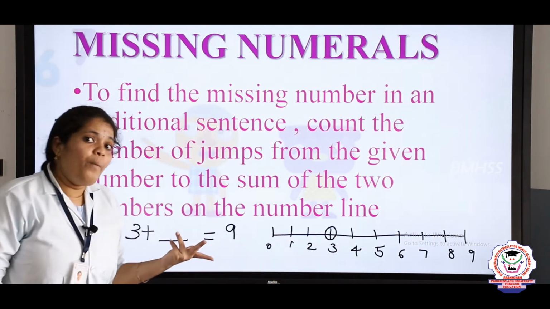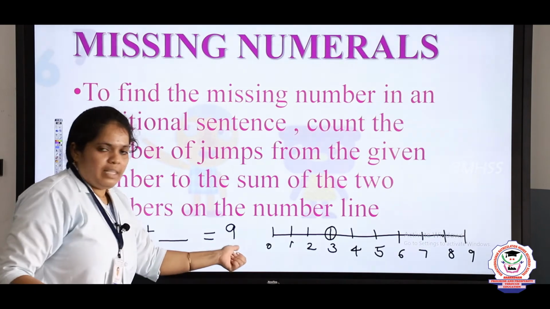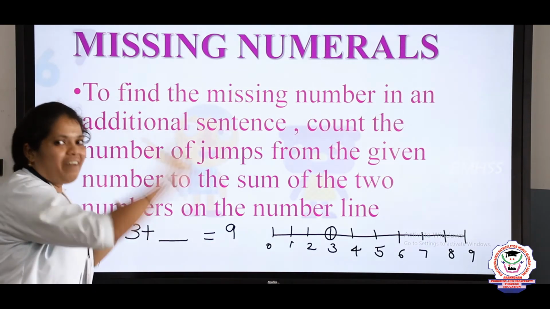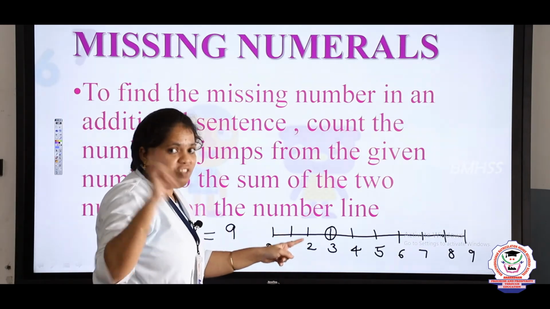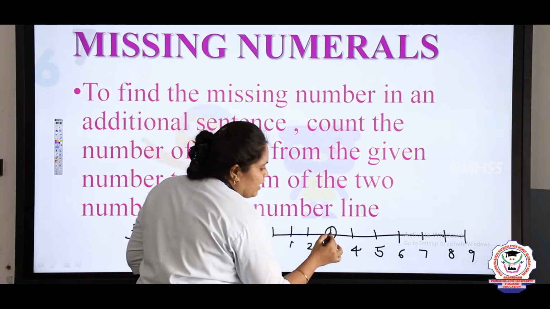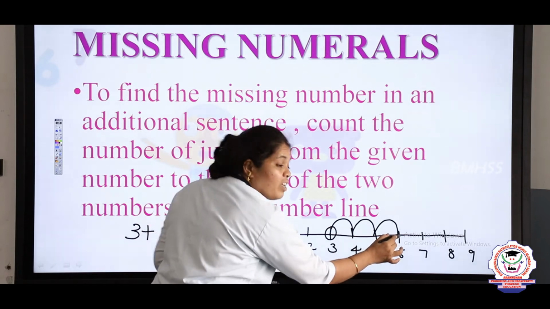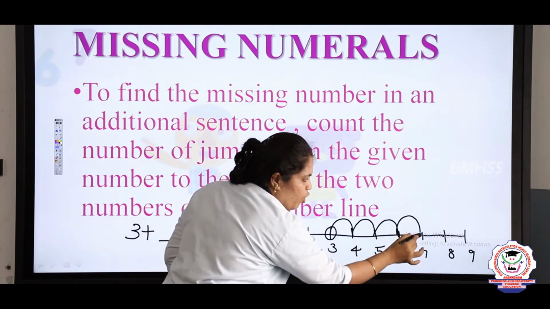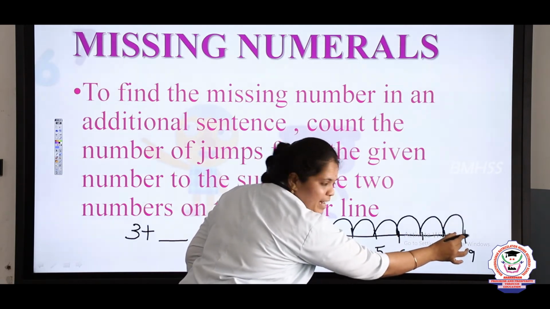We don't know how many jumps to reach our sum, because they gave the sum number, but we don't know what the second addend is. So we are going to find the second addend. Just count how many jumps we require to reach the number 9. So start the count. 1, 2, 3. Did we reach the number 9? No. So 3, 4, 5, 6. Now we reach the number 9, right?